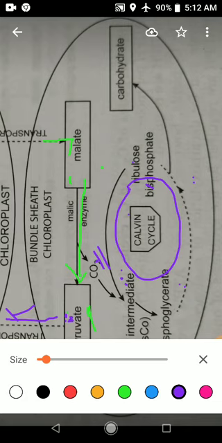Malate is transported to the chloroplast of the bundle sheath through plasmodesmata. The malate is decarboxylated in the bundle sheath to form pyruvate and carbon dioxide. The pyruvate is transported to the mesophyll cell and converted into phosphoenol pyruvate using ATP. Carbon dioxide released in the bundle sheath cells enters the Calvin cycle. So this is the C4 pathway or C4 cycle or Hatch-Slack cycle.